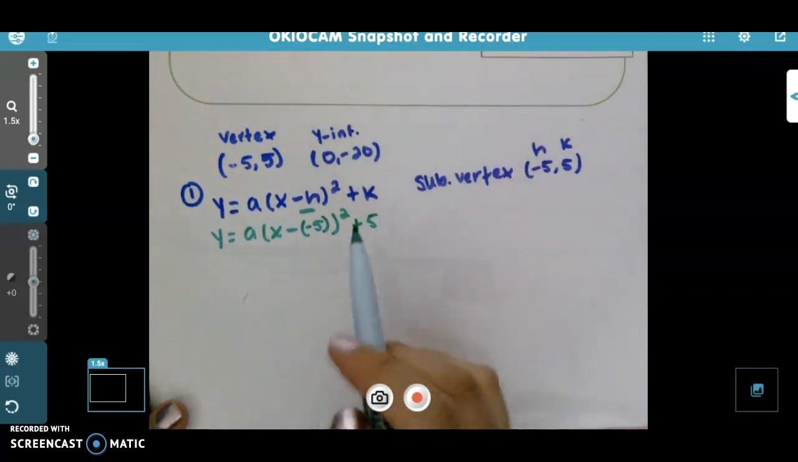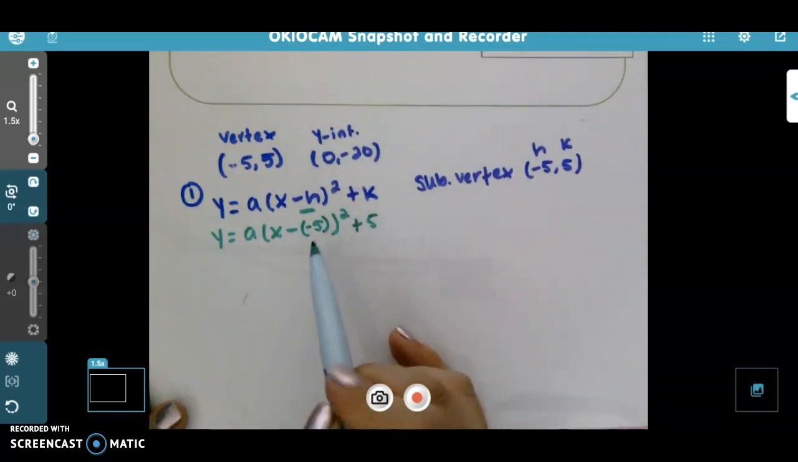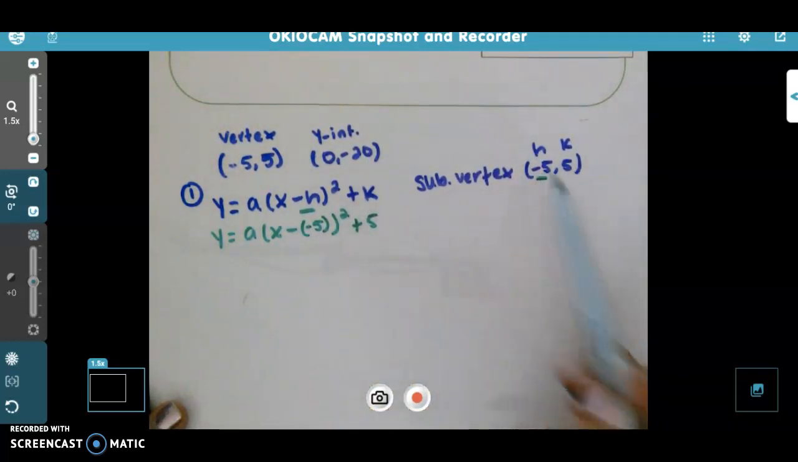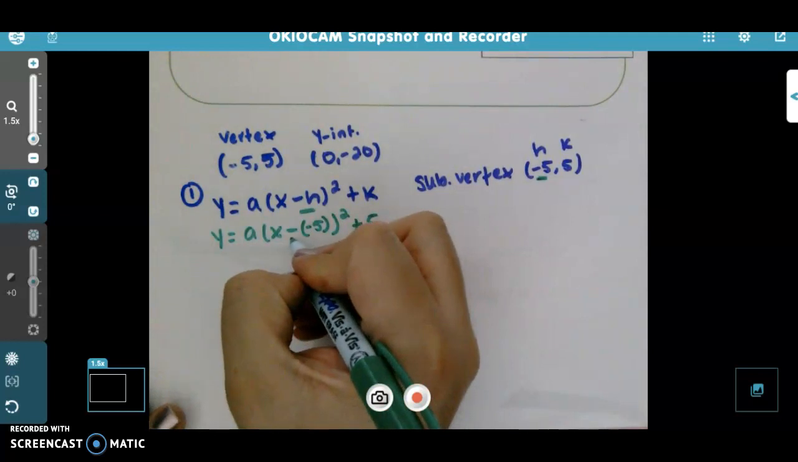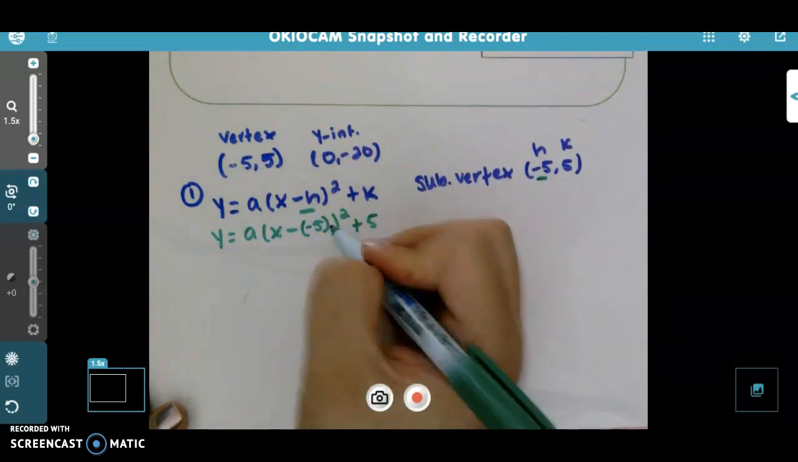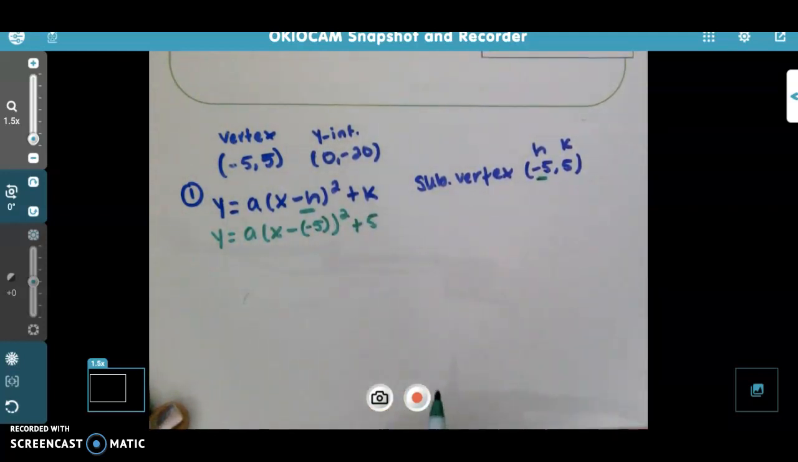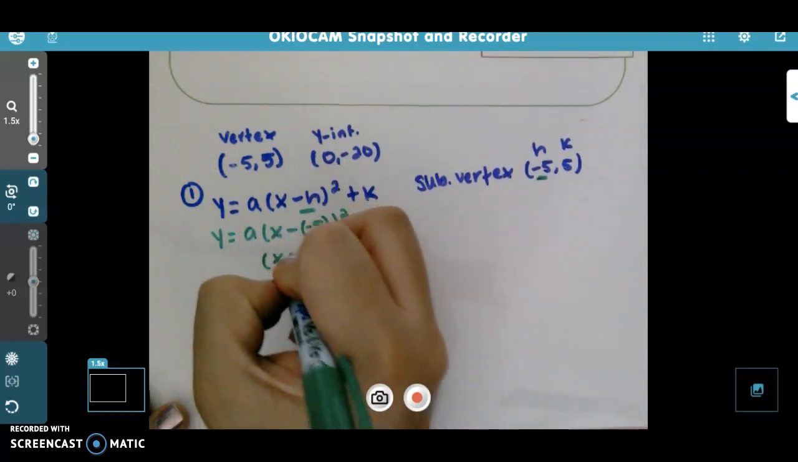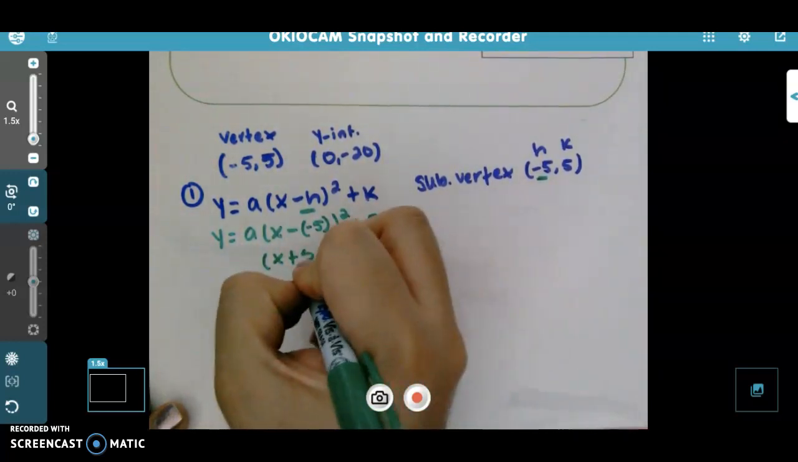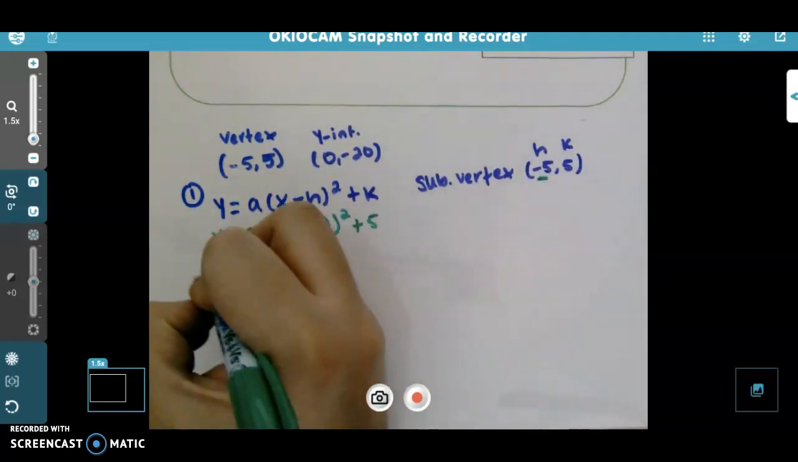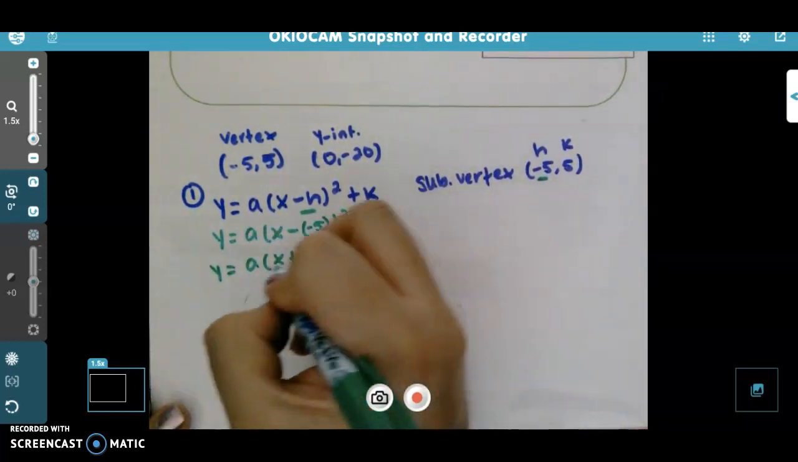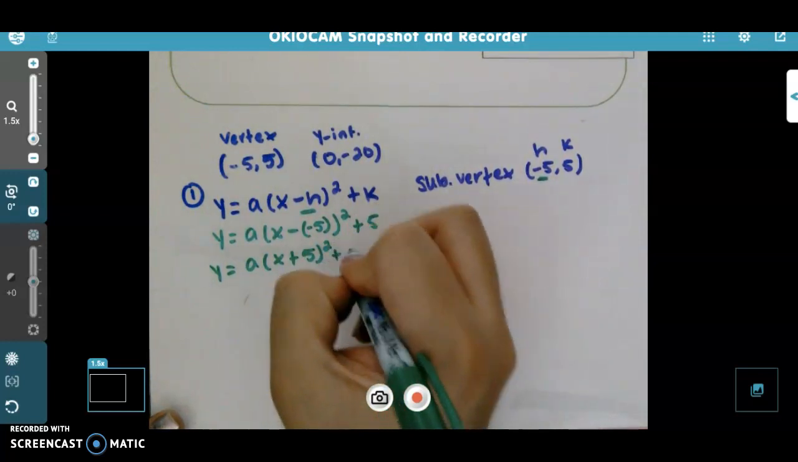Now I want you to think, I probably did this for a reason because look, our h is a -5 this time, and there is a subtraction sign in the original form. So I want you to think here, subtraction sign times that negative sign, it should make it what? It should make it a positive. So it's going to be x plus 5 to the power of 2. Okay, so then I bring everything else down. y equals a, x plus 5 to the power of 2 plus 5.